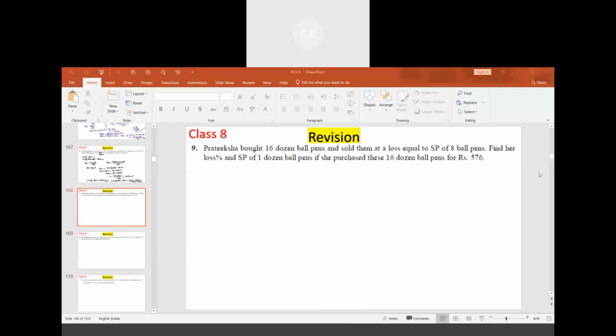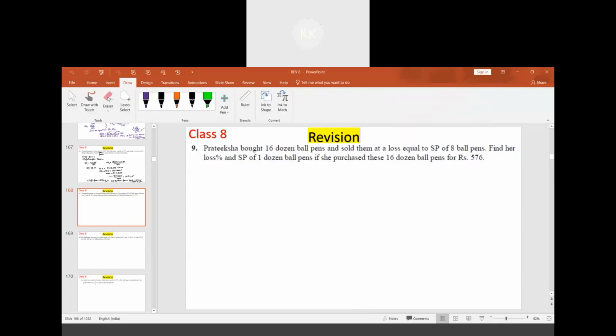How many pens has she bought? 16 dozen. So first let us write in that way. Number of pens she bought is 16 dozen. So 16 times 12, 196. No, 192. Okay.